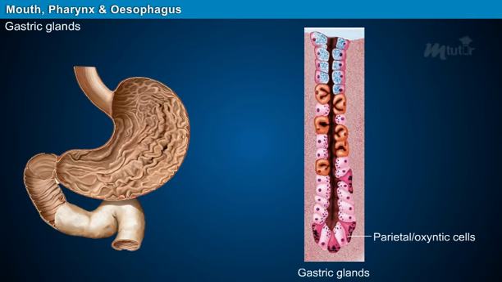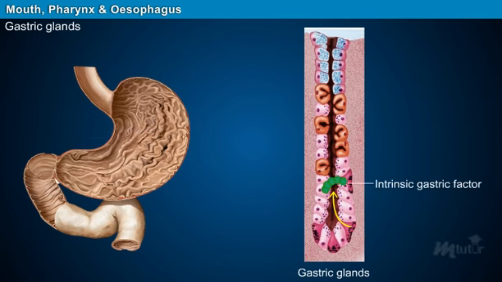These are found chiefly in the body of the stomach. Oxyntic cell secretion is a clear, colorless fluid that contains hydrogen ion concentration equivalent to 0.17 N HCl with pH as low as 0.87. The parietal cells also secrete an intrinsic gastric factor, which combines very firmly with dietary vitamin B12 and helps in its subsequent absorption from the small intestine.